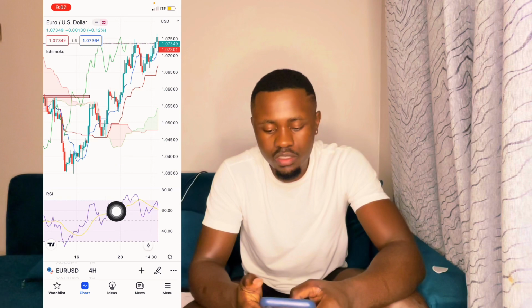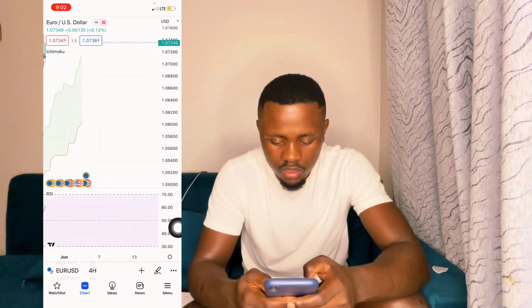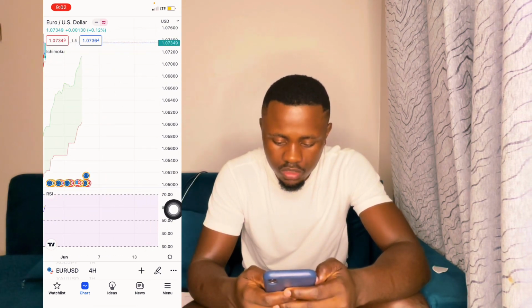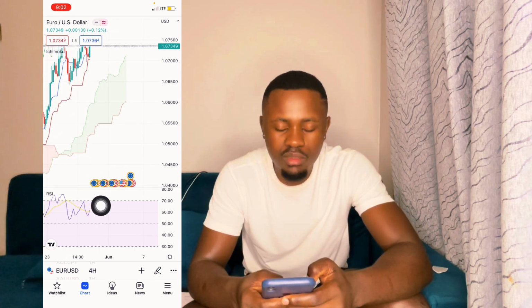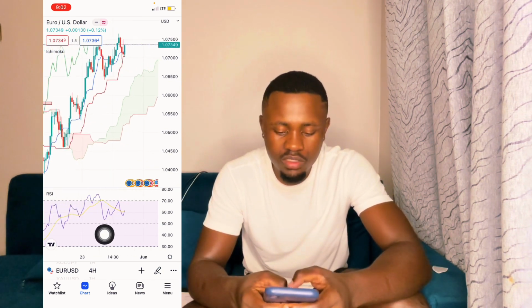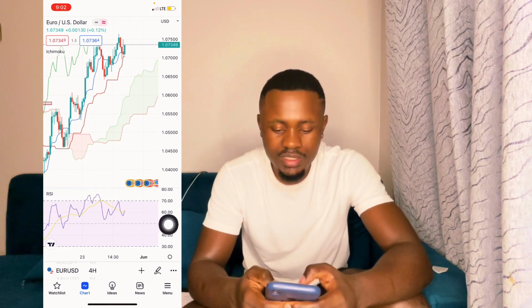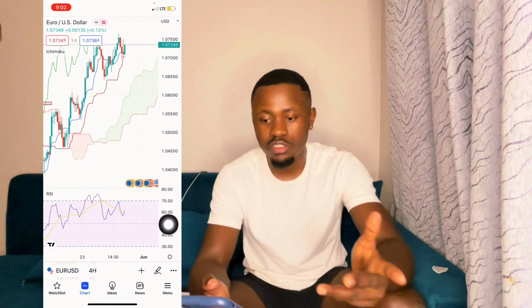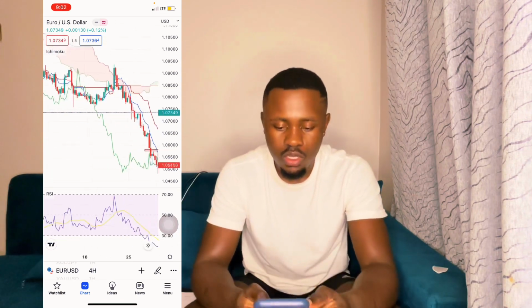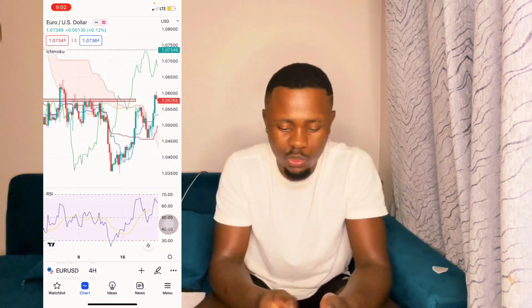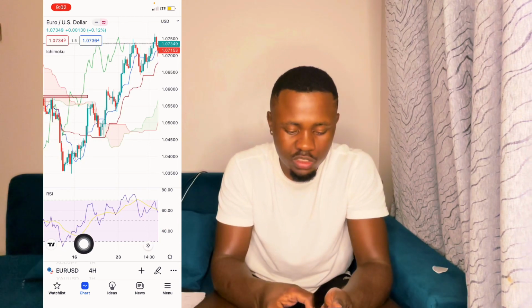When the market is above this 50 level, these are my levels here, there's the 50 level, and 60 and 70, it means the buying momentum is strong. But if the market is below, it means the selling momentum is strong. So this is what I use these indicators for. So this is how we use this market now. As you can see here, we're in a total downtrend.